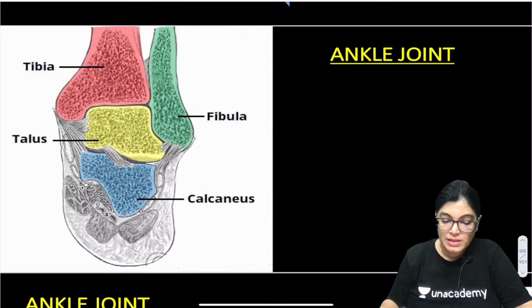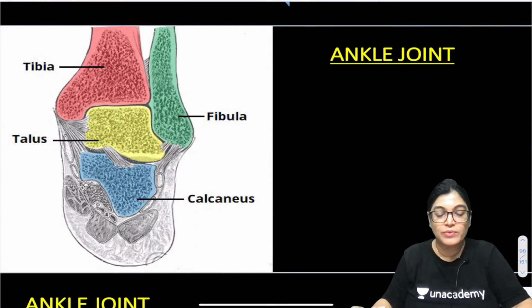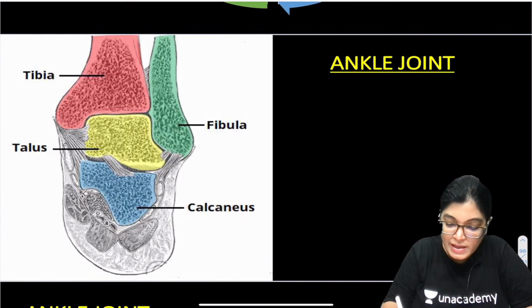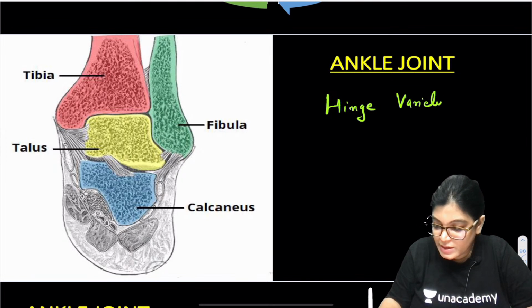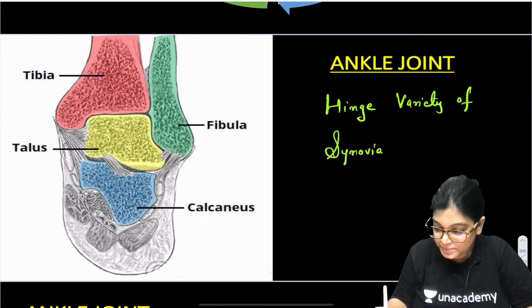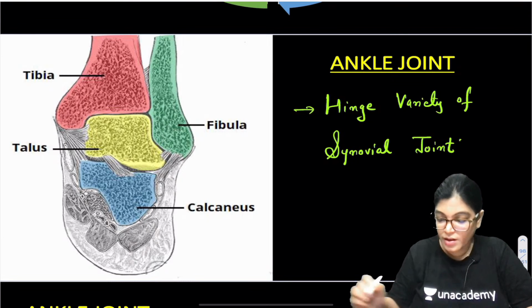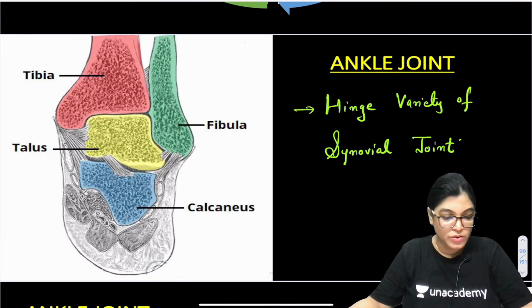First thing, a general introduction about the ankle joint. Which type of joint is it? It's a hinge variety of synovial joint.